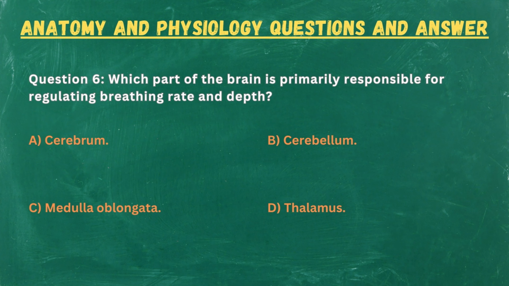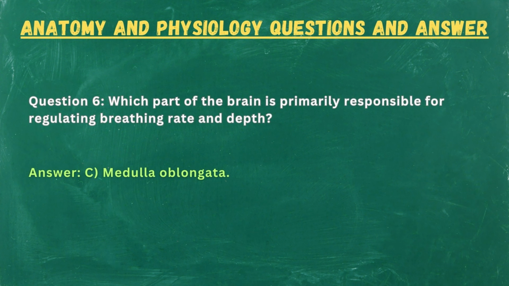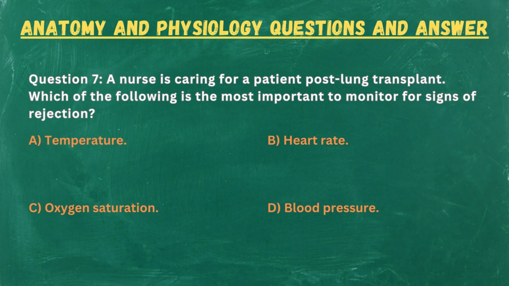Question 6. Which part of the brain is primarily responsible for regulating breathing rate and depth? A. Cerebrum. B. Cerebellum. C. Medulla oblongata. D. Thalamus. Answer: C. Medulla oblongata.